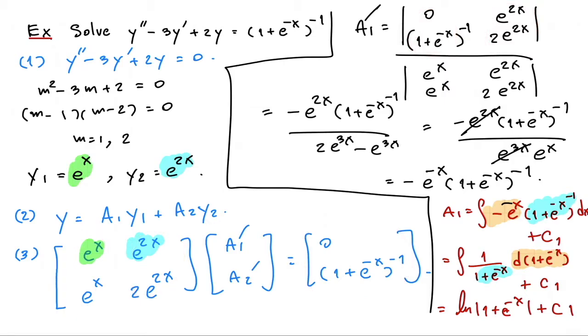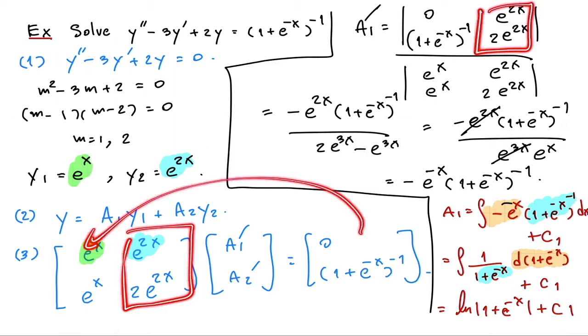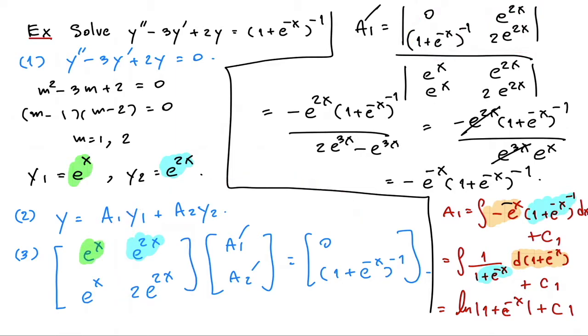We just put this column into this column, and down here it's just the determinant of this, which is actually the Wronskian. So we can compute a1 prime. After that, we integrate a1 prime, so we get a1, which is this one.